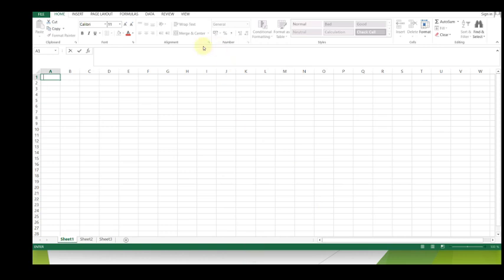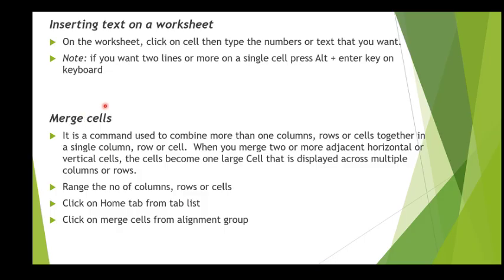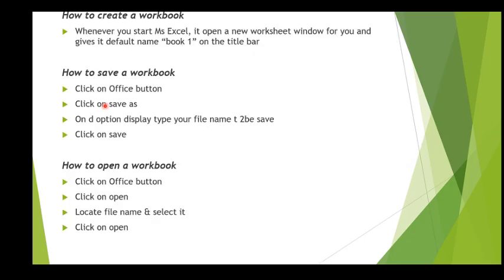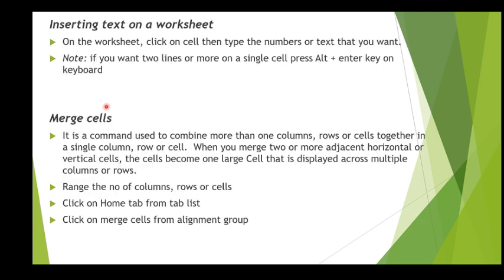So we have saved it. We want to continue with the next part of the training. So next, after how to open a workbook, we've done that. The next thing now to do is inserting text on a worksheet. On the worksheet, click on the cell, then type the numbers or text that you want.